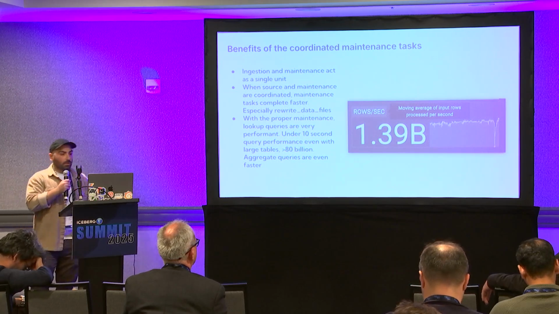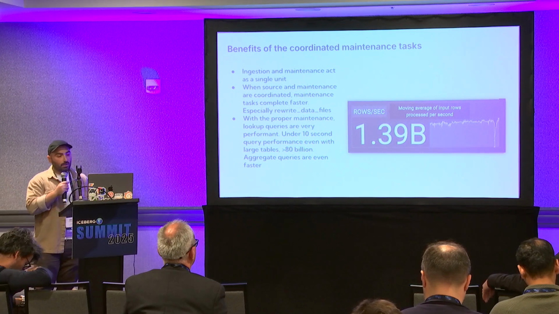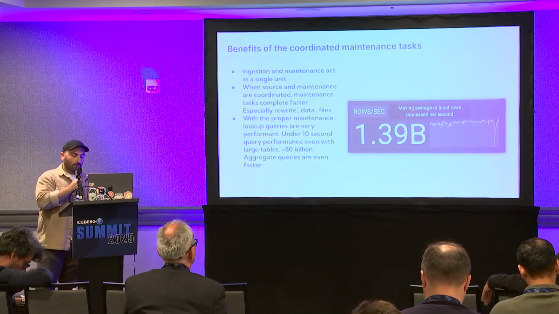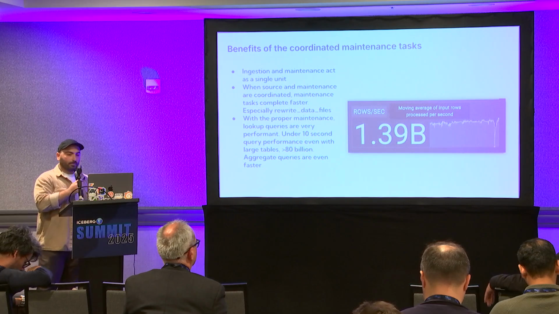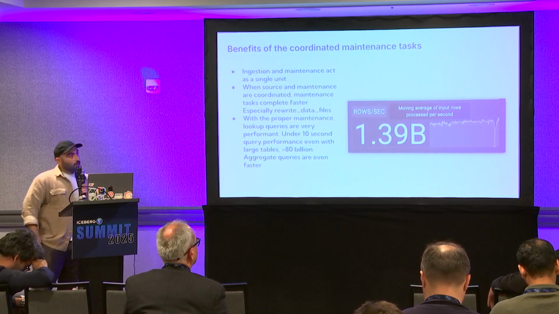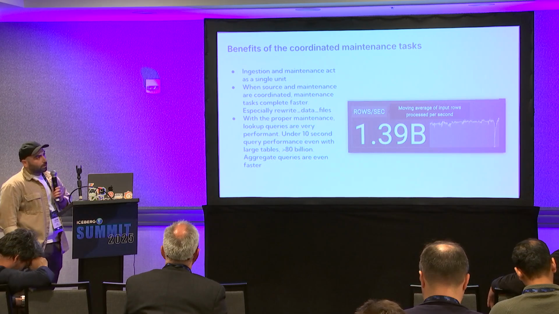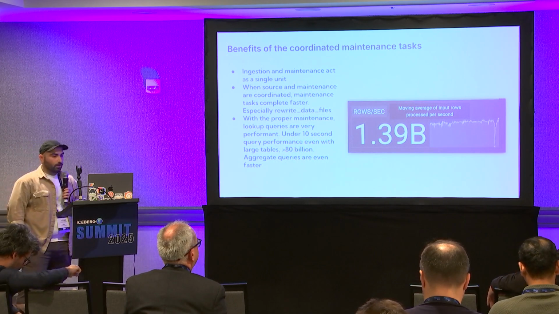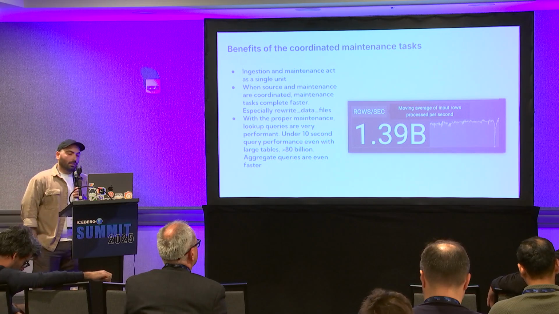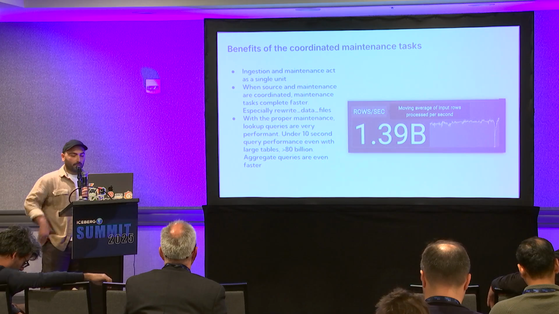We can achieve close to under 10-second query performance even on very large tables, more than 80 billion, close to 100 billion records, and aggregate queries are even faster. This also shows that after this change, our Trino cluster, which is relatively small, only 60 pods, is happily doing close to 1.40 billion rows processed per second, and this was not close to this number before these coordinated maintenances were implemented.